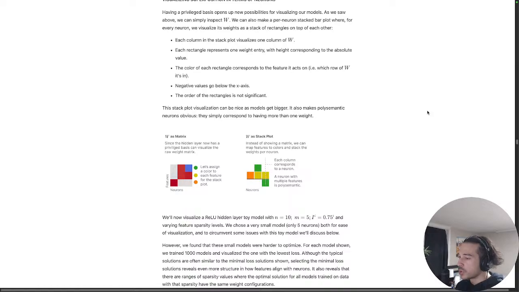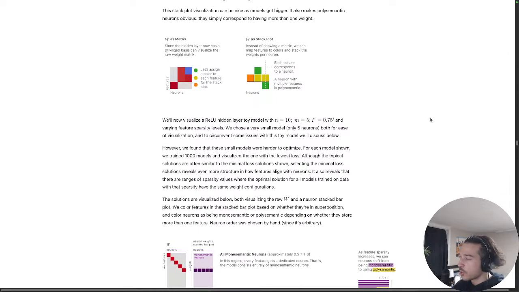We'll now visualize a ReLU hidden layer toy model with n equals 10, m equals 5, importance I equals 0.75 to the I, and varying feature sparsity levels. We choose a very small model, only 5 neurons, both for ease of visualization and to circumvent some issues with this toy model we'll discuss below. However, we found that these small models were harder to optimize. For each model shown, we trained 1,000 models and visualized the one with the lowest loss. Although the typical solutions are often similar to the minimal loss solutions shown, selecting the minimal loss solutions reveals even more structure in how features align with neurons.